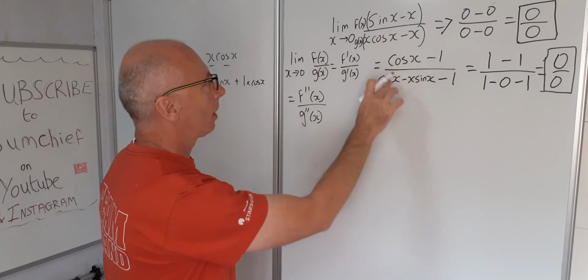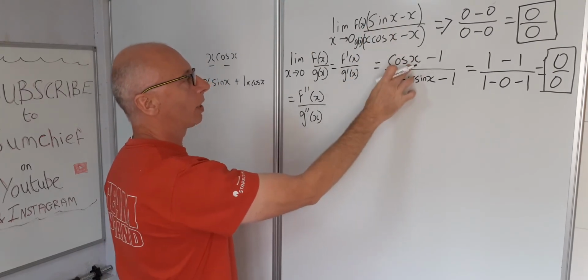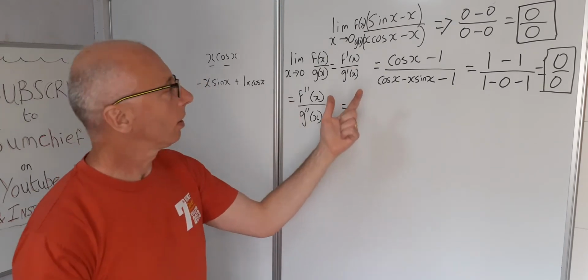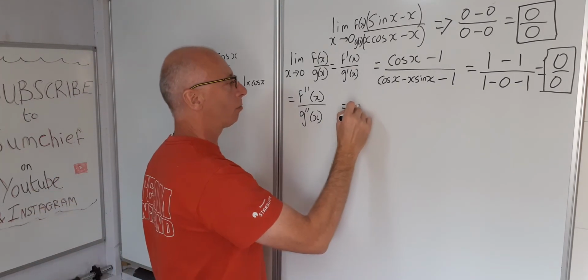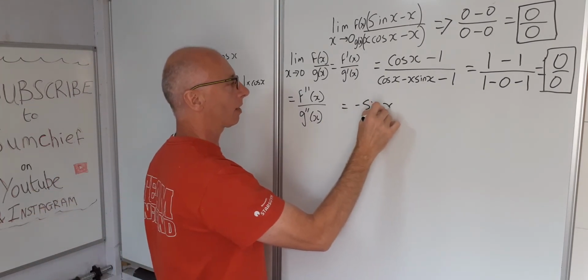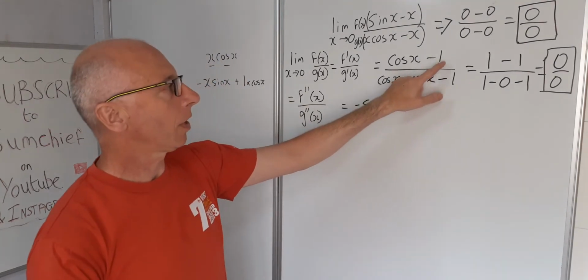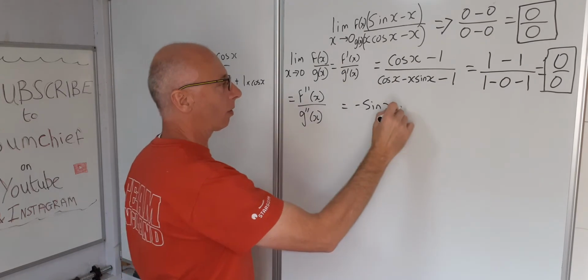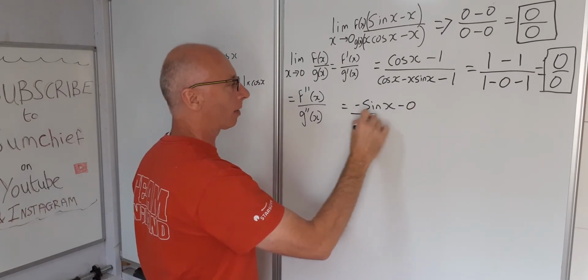So the second derivative of this will be the derivative of this. So cosine of x, derivative of that is minus sine of x, and the derivative of minus 1, that disappears, that just becomes 0. So I'll just put the minus 0 in there so you can see it.